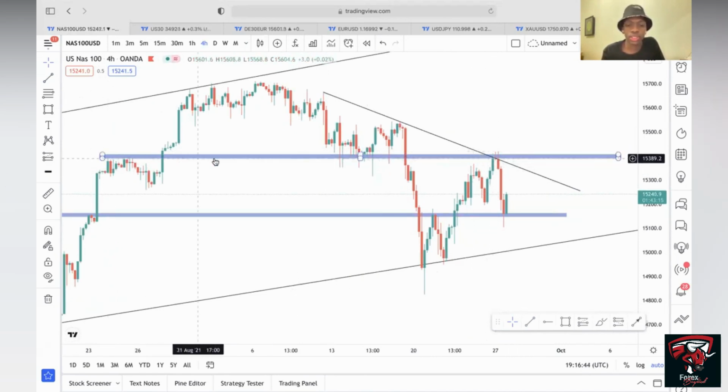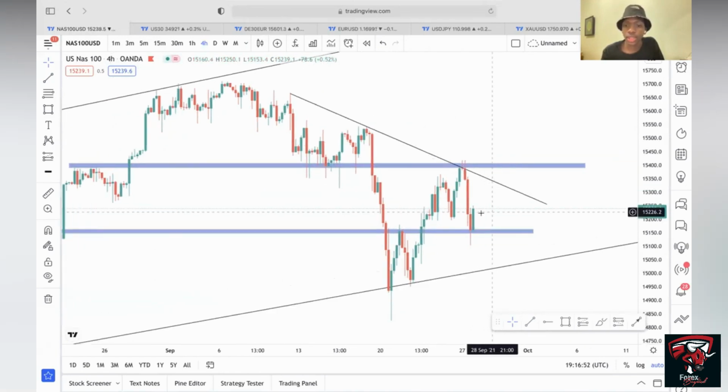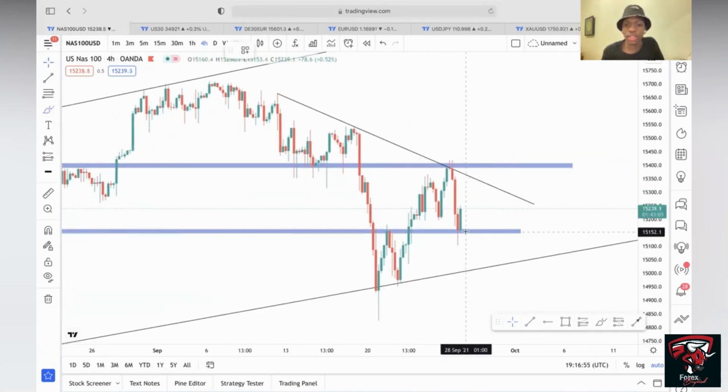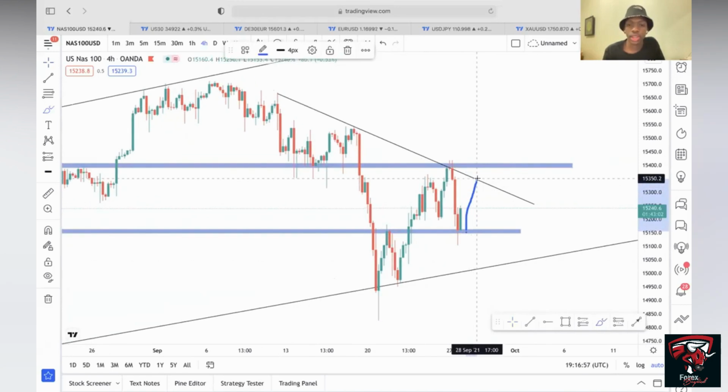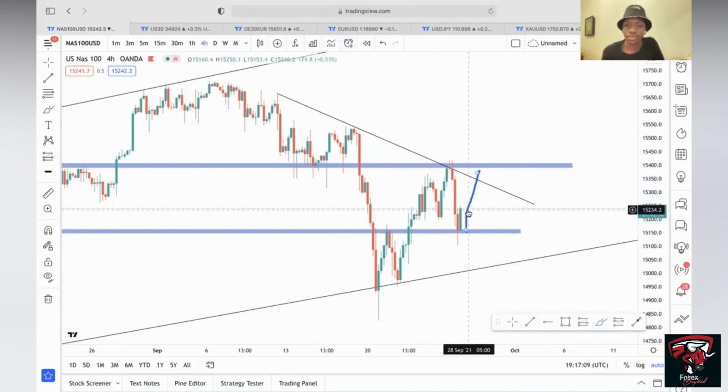And also Nasdaq respected the zone over here. So this zone was respected and the trend line was respected, right? So we can actually, as I said, expect Nasdaq to continue going up, possibly wick above the trend line to touch the zone, and then we can expect sells, right? But we're not predicting the market. We want to trade what we see, right?